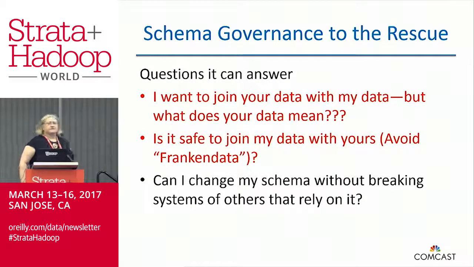Yes. So how do you fix this? Data governance to the rescue. These are the questions I'm going to talk about, what it answers. I want to join your data with my data, but what does your data mean anyway? And is it safe to join my data with your data? So if I join on my customer ID with your customer ID, am I going to get data that really isn't appropriate at all because your customer ID is really another customer? And I call that Franken data. Or a chimera of data. And then can I change my schema without breaking the systems of others that rely on it? So those are the things I'm going to talk about.